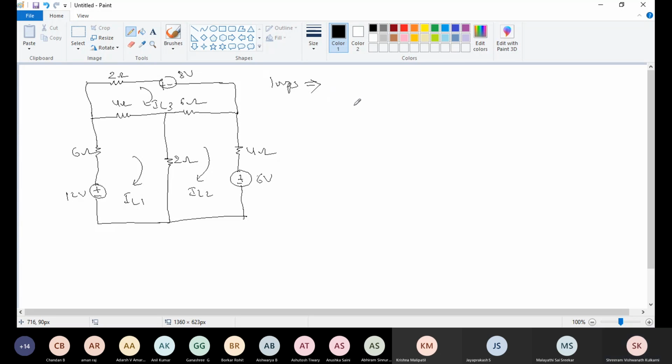Yes, 3 loops are there. Fine. Now we need to draw an oriented graph for this network. This is the network given. We need to draw an oriented graph for this network. Yeah. Now just see here.